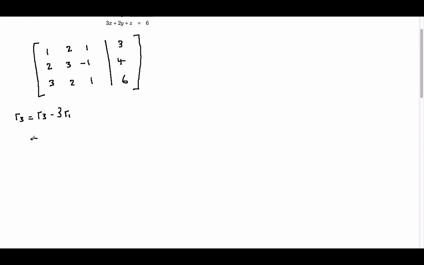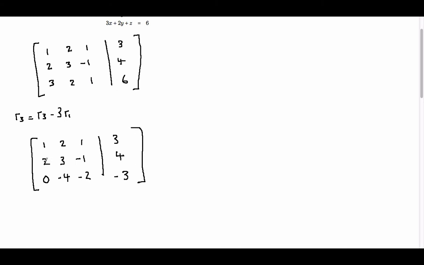So we're only affecting the final row, so we still have 1, 2, 1 and 3, we still have 2, 3, minus 1, 4, but now on this final row we have 3 minus 3 lots of 1, which is 0, we have 2 minus 3 lots of 2, which is minus 4, and we have 1 minus 3 lots of 1, which is minus 2, and we have 6 minus 3 lots of 3, which is minus 3.